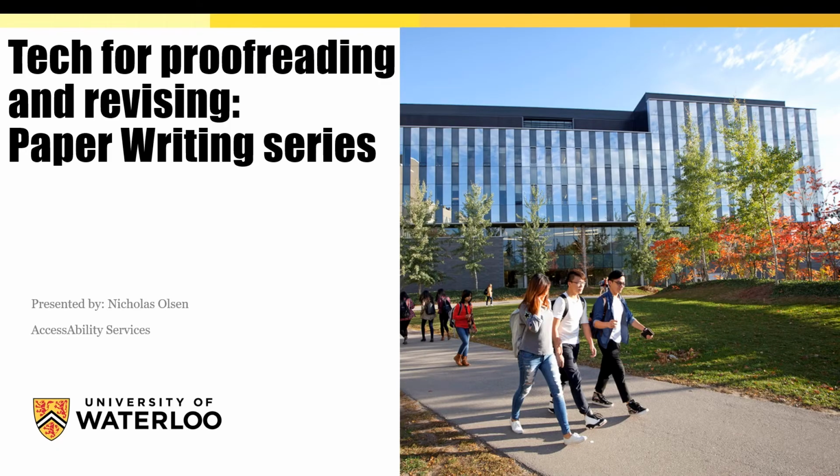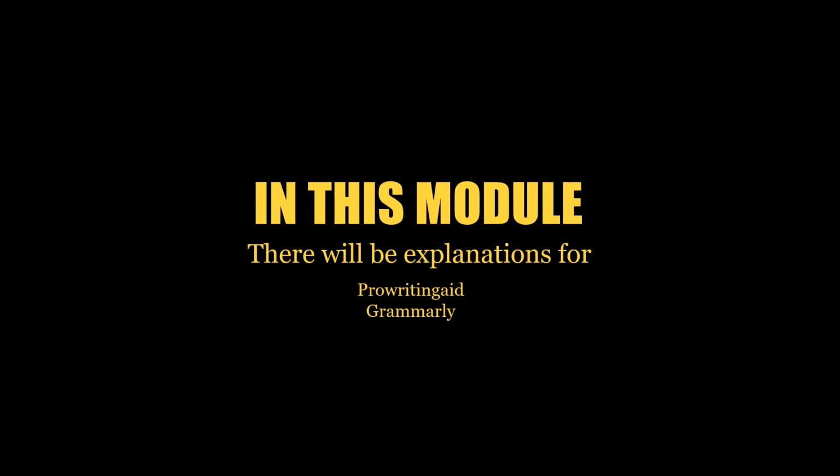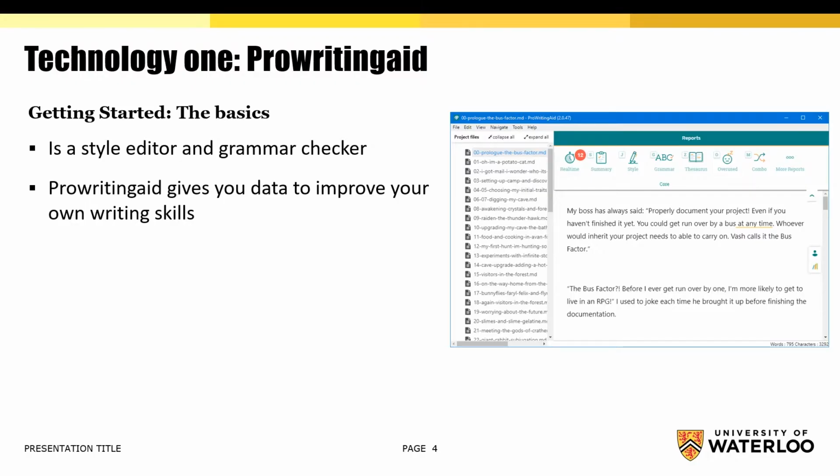Welcome to the final module of the paper writing series, Tech for Proofreading and Revising. In this module, there will be explanations for the technologies ProWritingAid and Grammarly. ProWritingAid is a style editor and grammar checker that can recognize a variety of different documents.